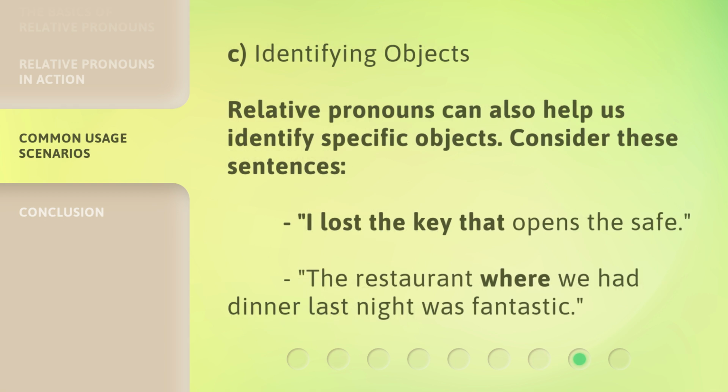C. Identifying objects. Relative pronouns can also help us identify specific objects. Consider these sentences. I lost the key that opens the safe. The restaurant where we had dinner last night was fantastic.